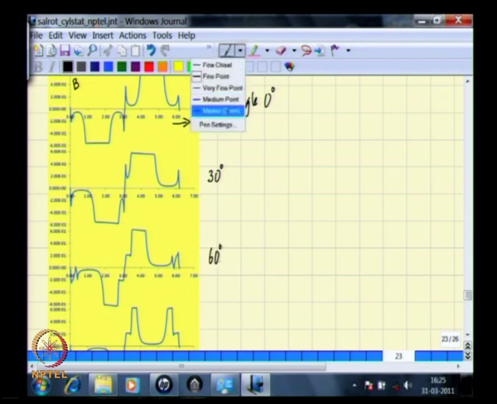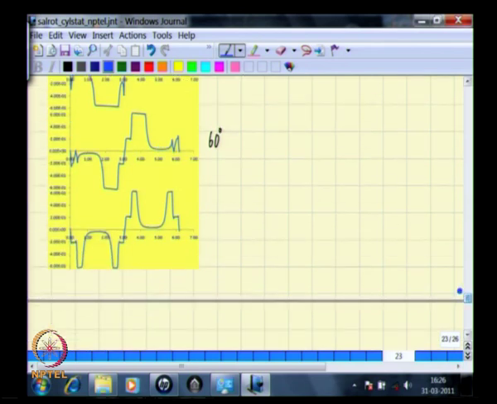Here you see again it is this region where the pole face occurs that has high flux densities. Again, the interpolar regions have low flux density. Now this plot is drawn for 90 degrees of the rotor position, that means the rotor is vertical.